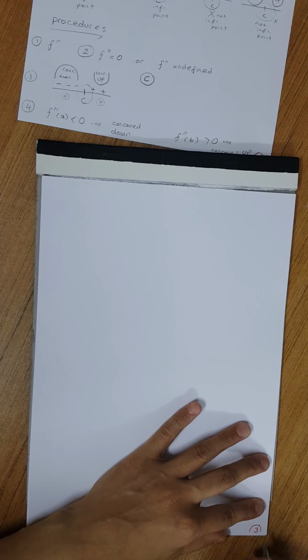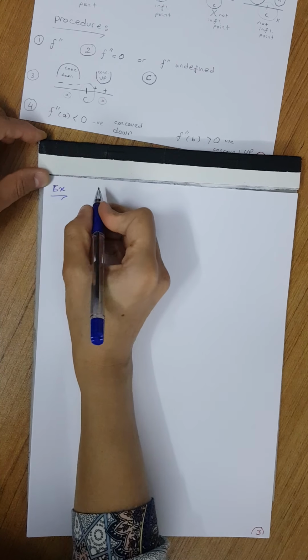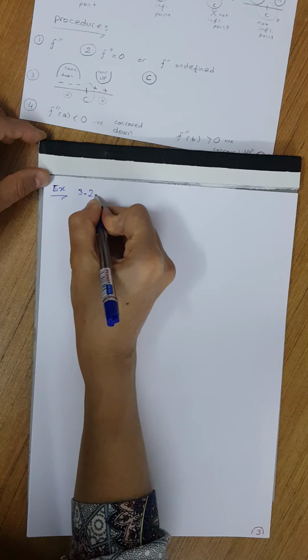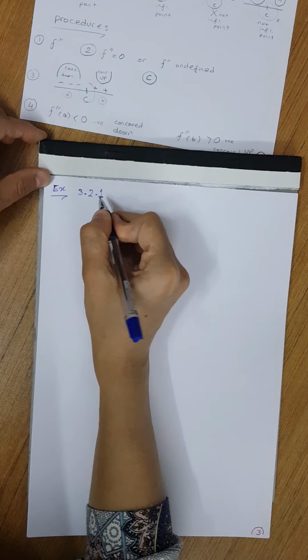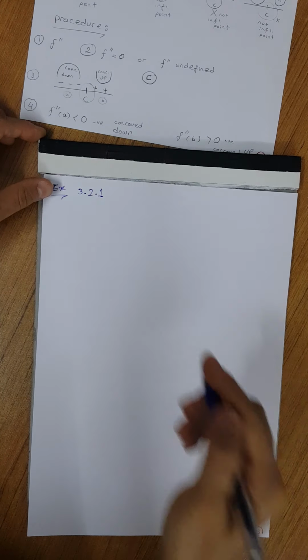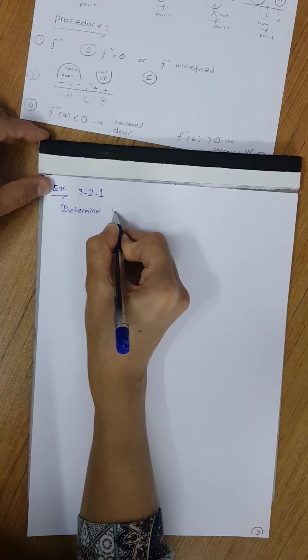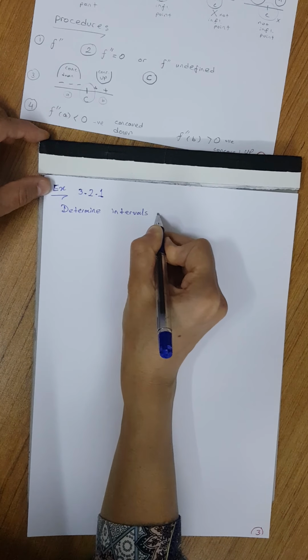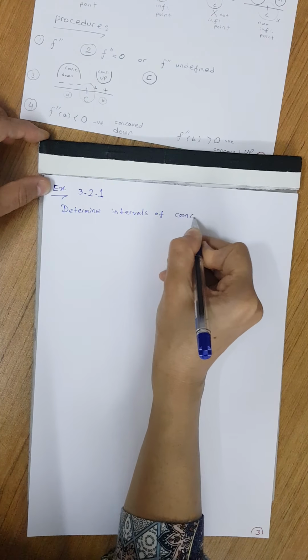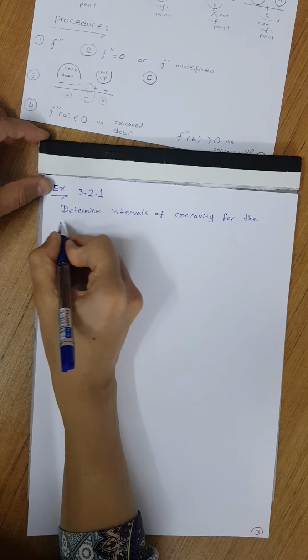Now we have an example, page 3. I have example 3.2.1. Of course, it's in chapter 3, section 2, first page. It says: determine intervals of concavity for the given function.